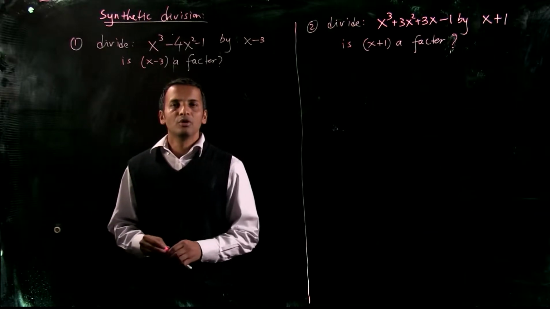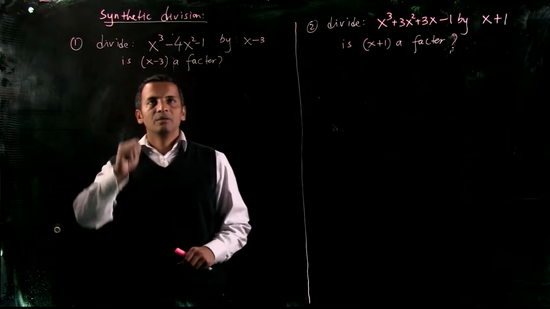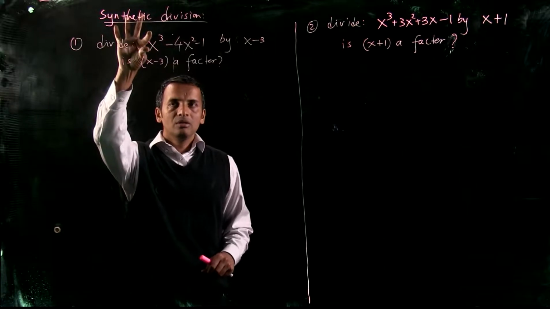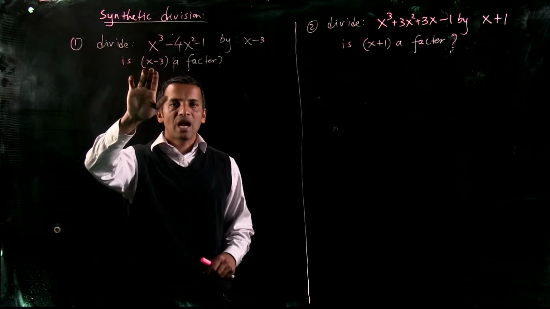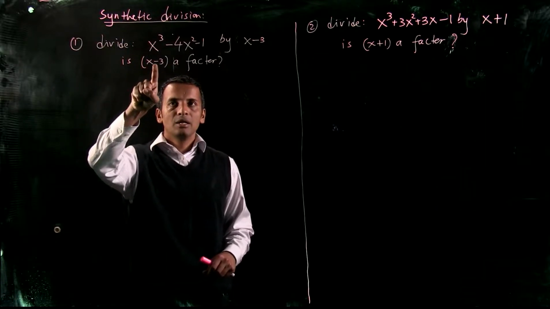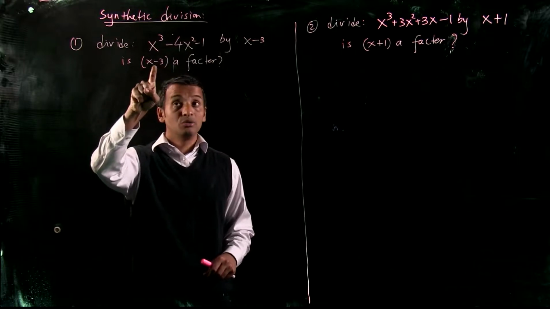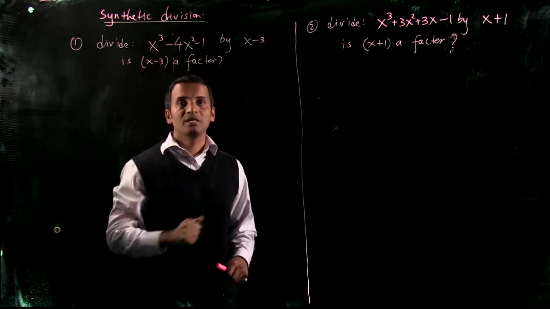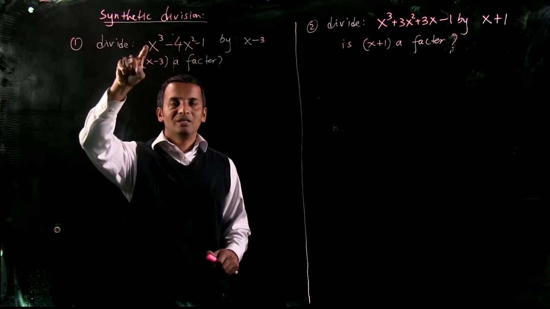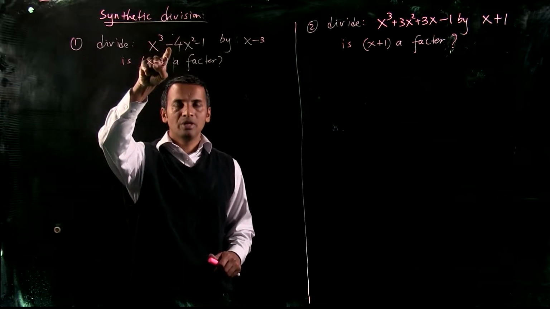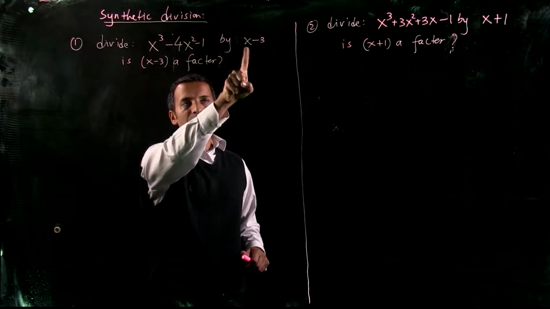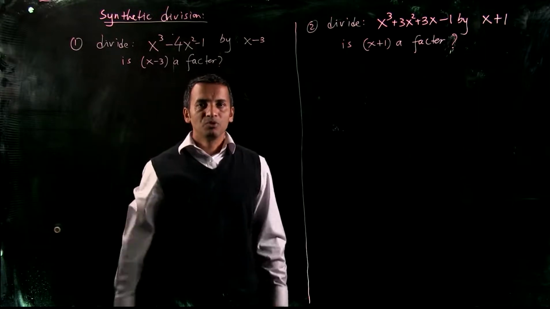Hi, in this video I'm going to show you how to divide an expression by a linear factor that is in the form of x minus a number. It could be x plus a number. I will give you another example for that. But this is x cubed minus 4x squared minus 1, and you want to divide by x minus 3.